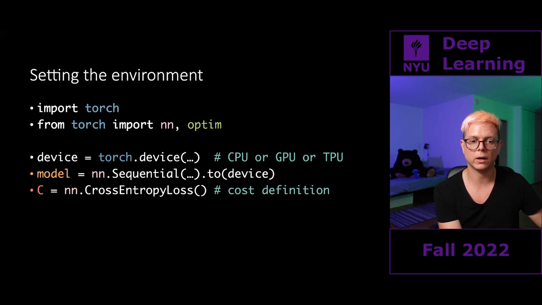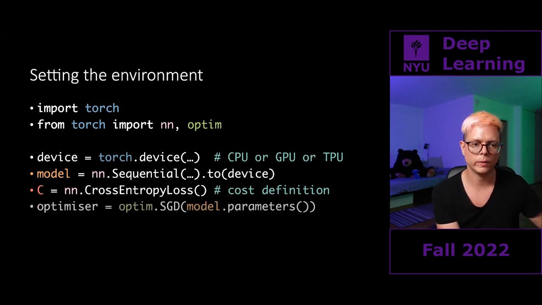Then I will define my cost. Since we are doing classification, it's going to be the cross entropy, right? The negative log of the probability. And then we're going to have an optimizer, where you can specify the type of optimizer. We just usually go with SGD. We will talk about optimizers in the future.